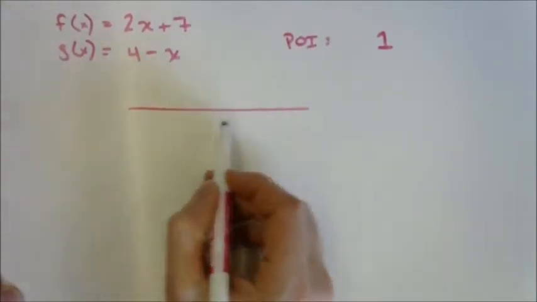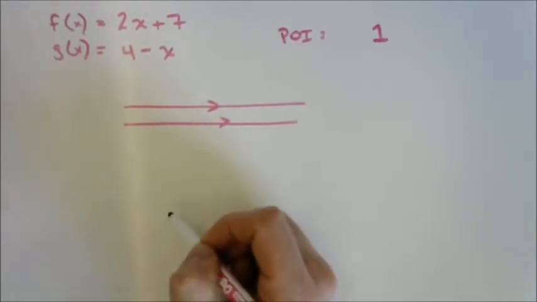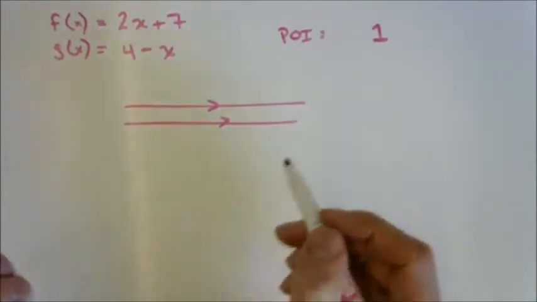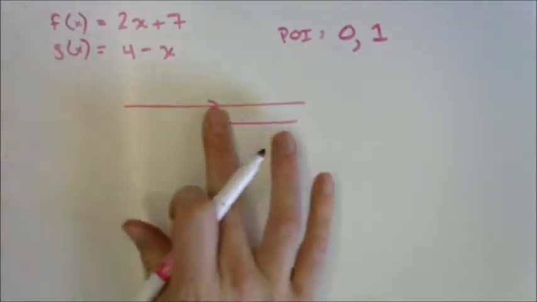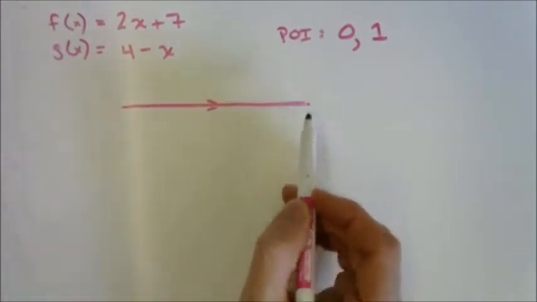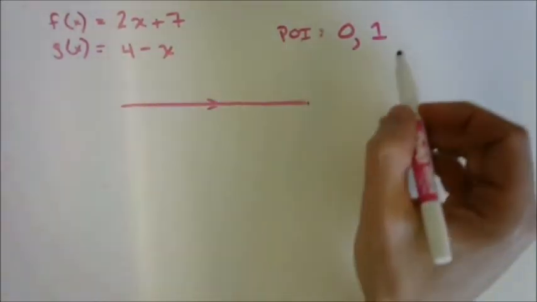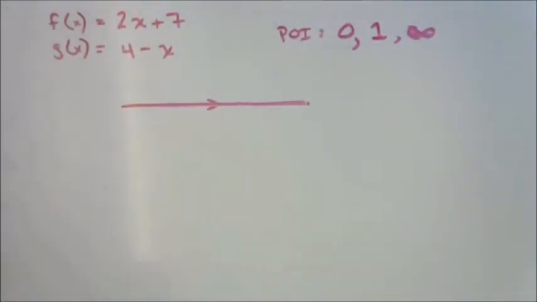What if this is the line and this is the line? 0. Any other options? Just one more option. What if this is the line and this is the line? Infinite. Okay, 3 possibilities. 0 intersection, 1 intersection, or an infinite number of intersections.